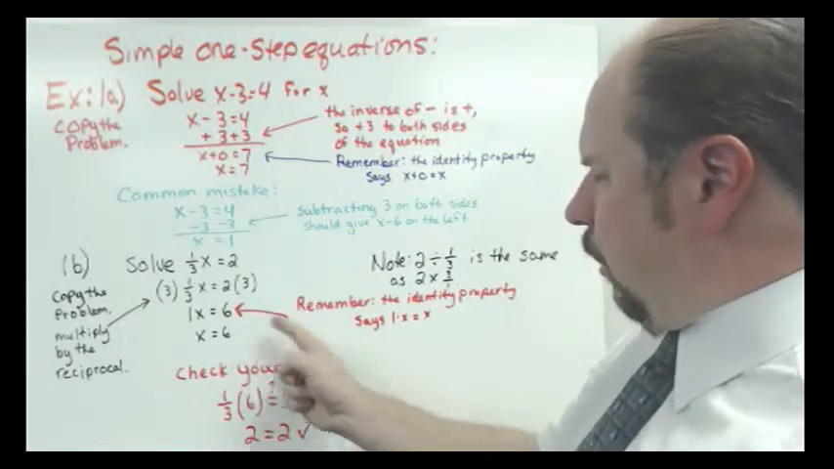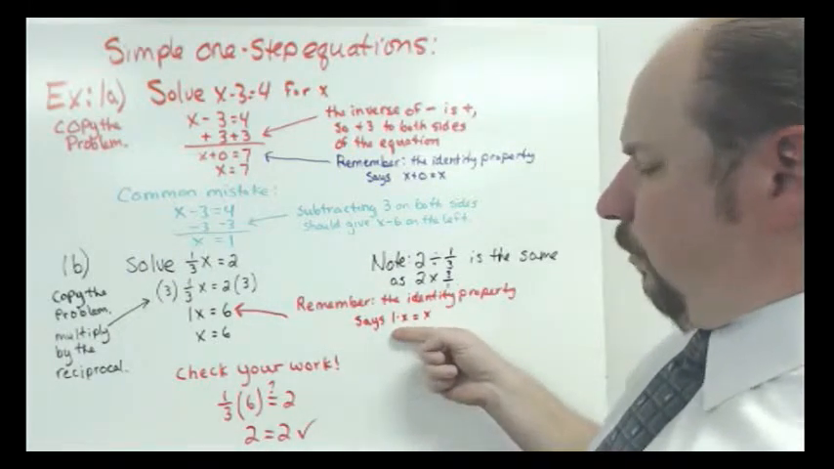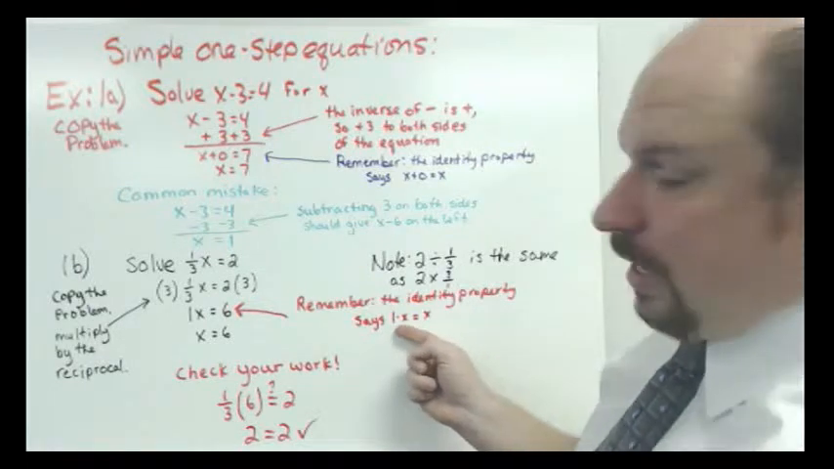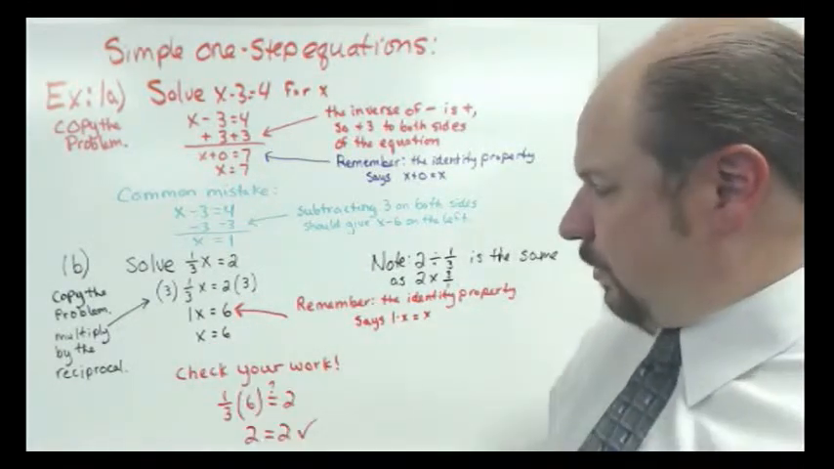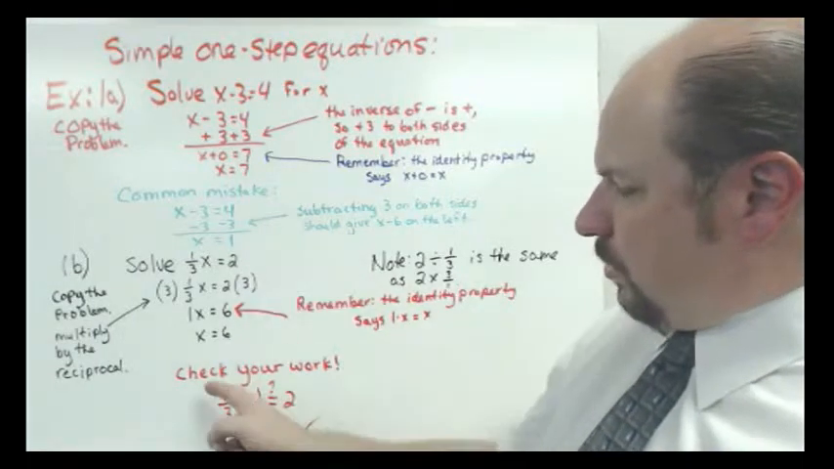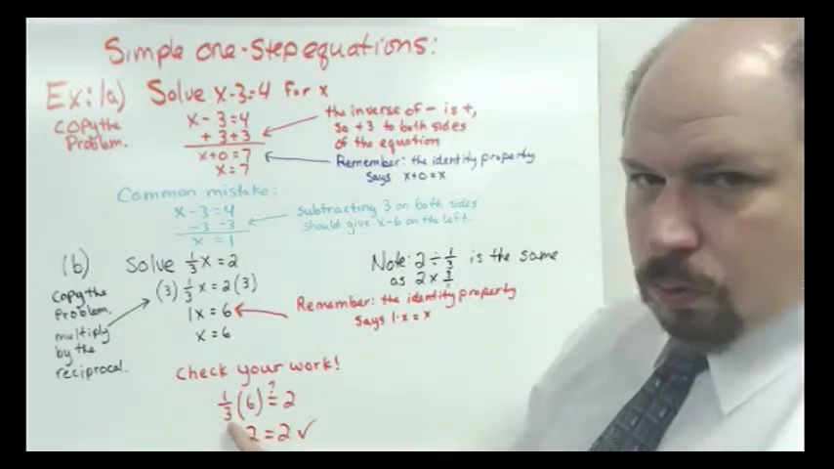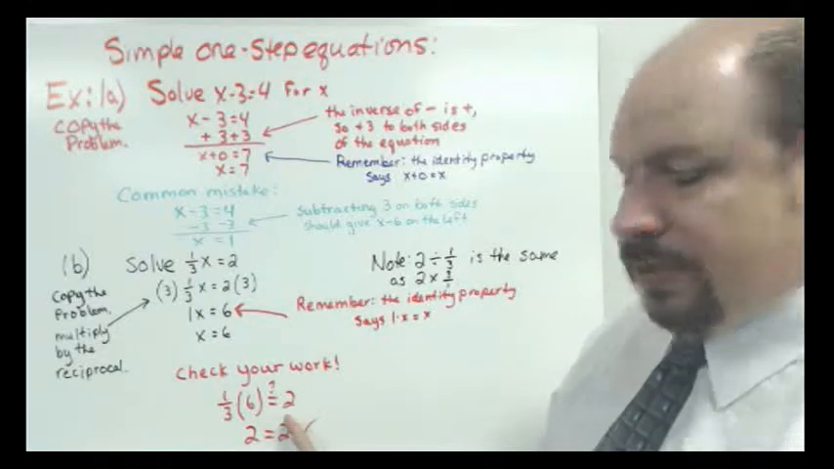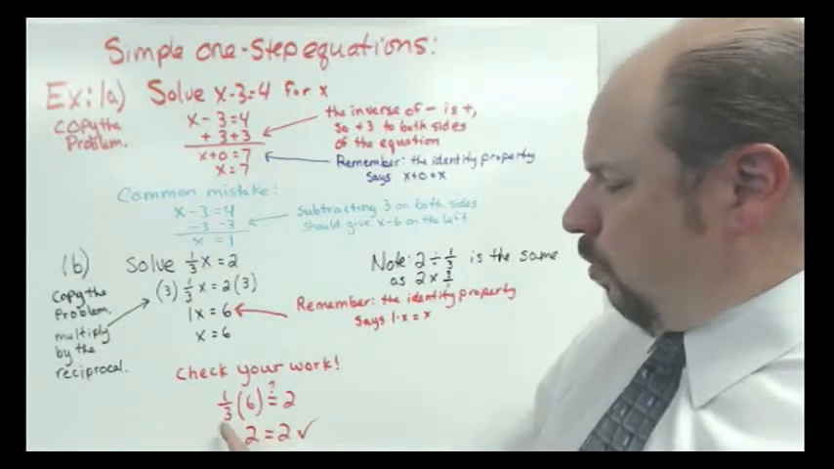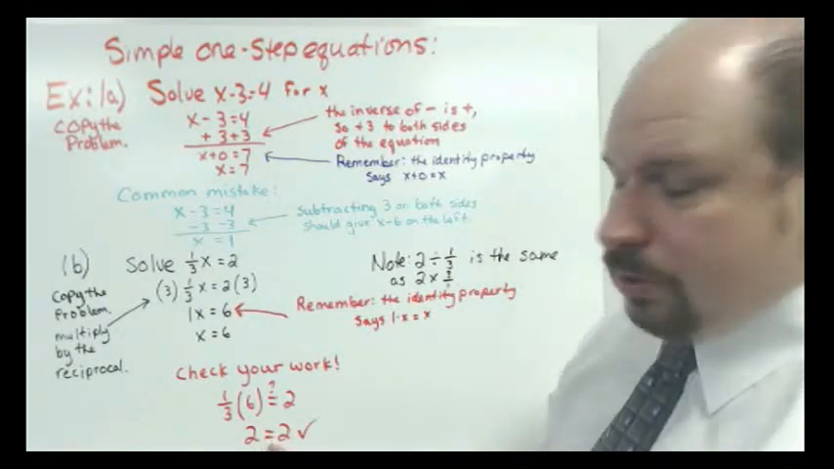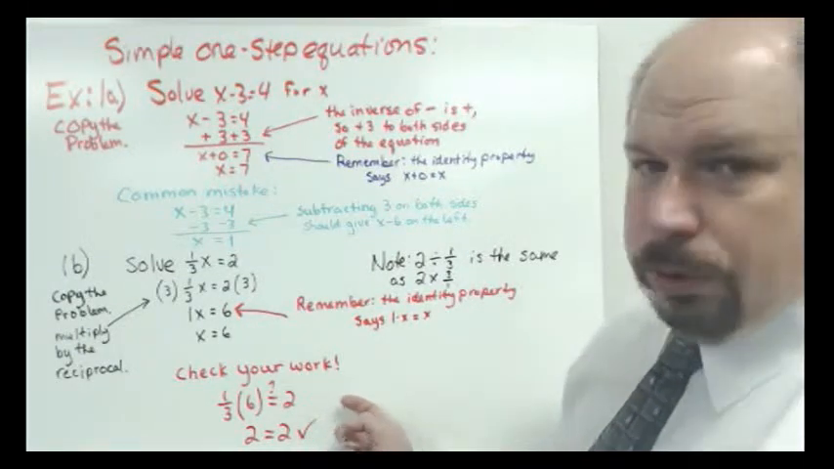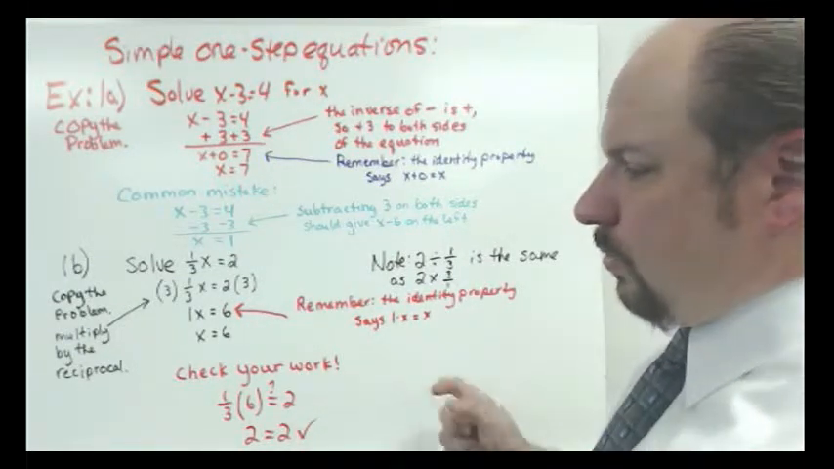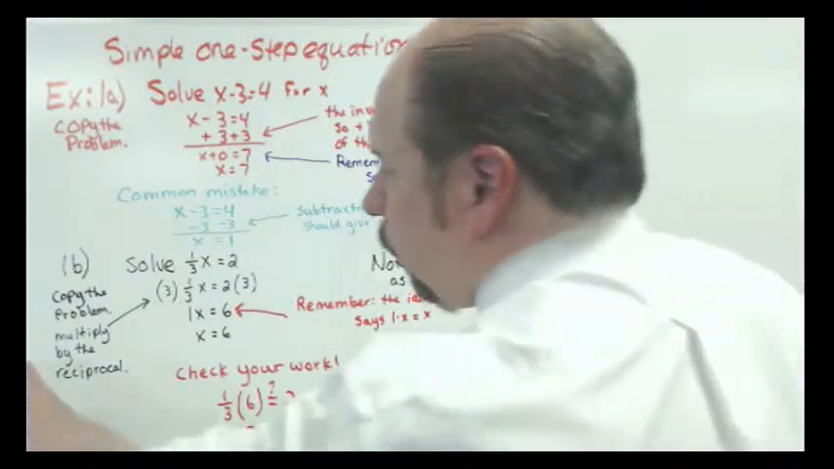Okay? And remember, the identity property of multiplication says that 1 times x is just equal to x. So we get x equals 6. Okay? Check your work. So 1/3 times 6, is that equal to 2? Well, 1/3 of 6 is 2, so yes, 2 equals 2. It does check out. So remember, when you're working these, always check your work just to make sure you've done all the steps properly.